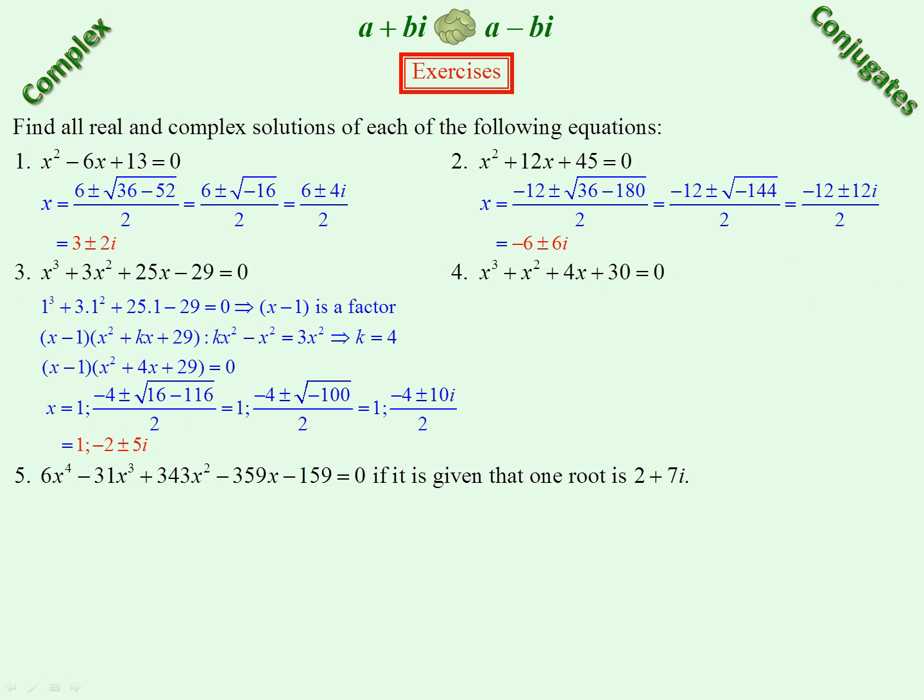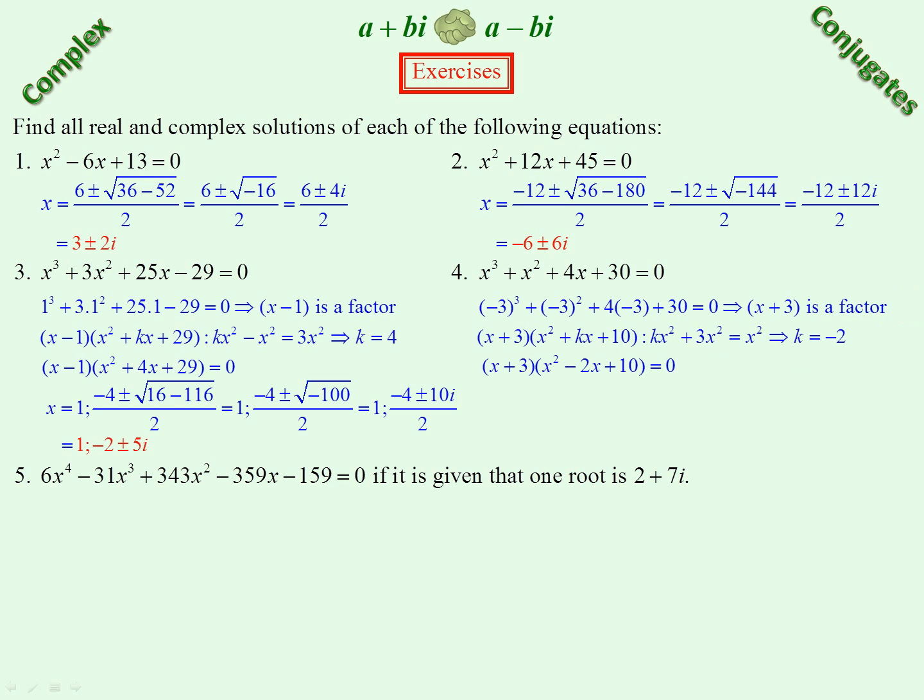Number 4, once again, trial and error. And we find that negative 3 will give us a solution, which means x plus 3 is a factor. And we're going to do the same procedure. Equate the x squared terms. Kx squared plus 3x squared is equal to x squared. Gives us k equal to negative 2. Now we can substitute negative 2 in and use quadratic formula.